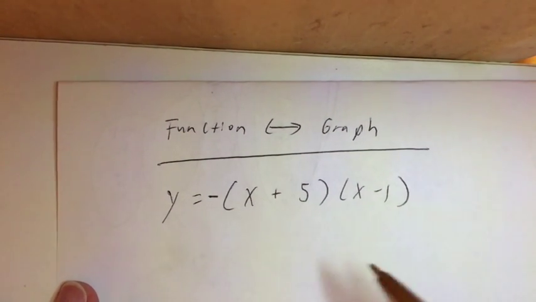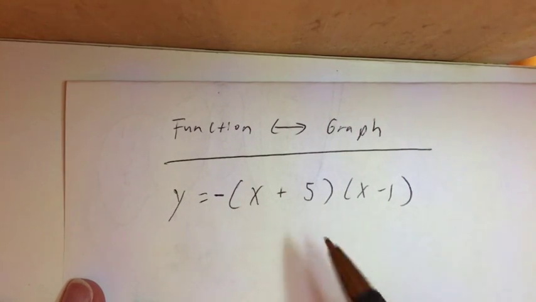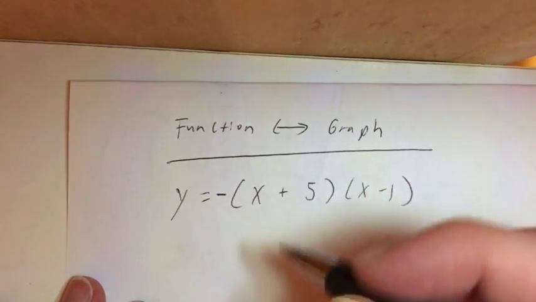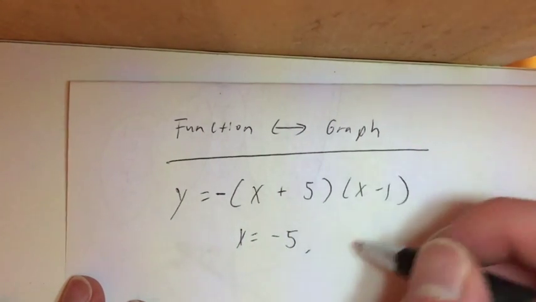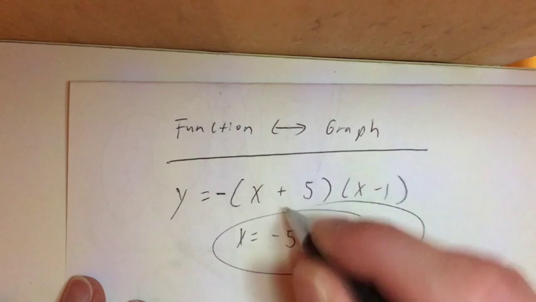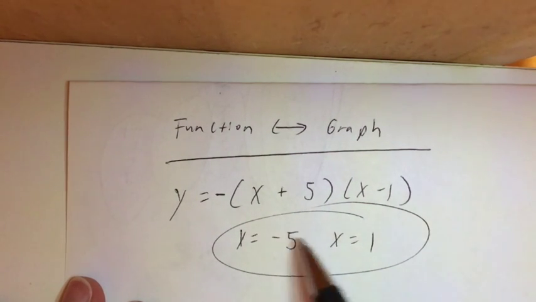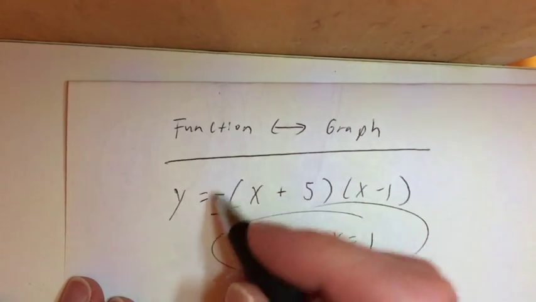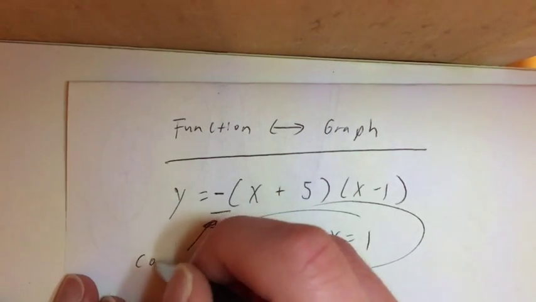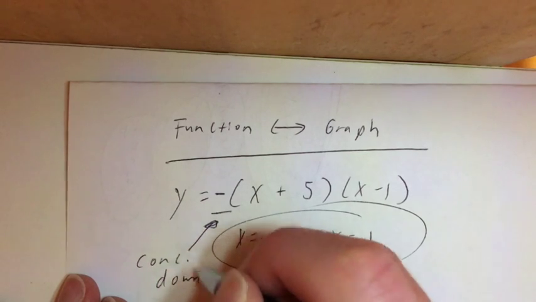First of all, what do you know about this form? This is called intercept form, right? And how do we find our intercepts? We set each equal to 0, so let's just do that for the fun of it, all right? So we know if I set this equal to 0, I'll get x equals negative 5 and x equals a positive 1, right? Hopefully I don't have to go through the math. All I'm really doing is setting each factor equal to 0, okay? Now what else do we know? We have a negative out front, so what does that tell us? That tells us it's going to be concave down.